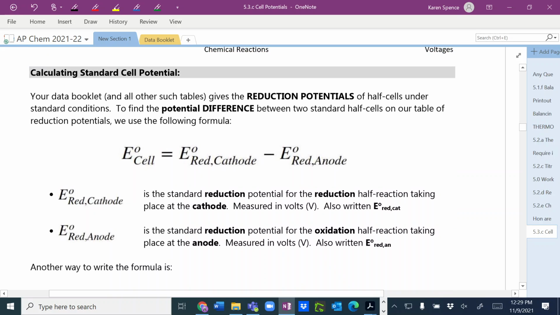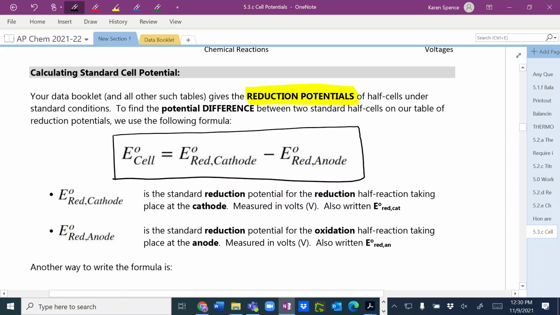So how do we normally calculate a cell potential using our table and not using other data? You can use the table of reduction potentials, or very often in the AP exam, they will simply give you the two values for the reduction potentials. Okay, and the formula that we use is that the E naught of the cell, the standard cell potential, is equal to the reduction potential at the cathode minus the reduction potential of the anode. Okay?